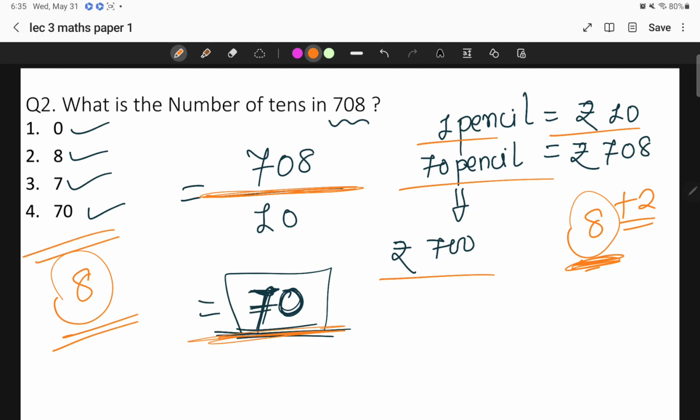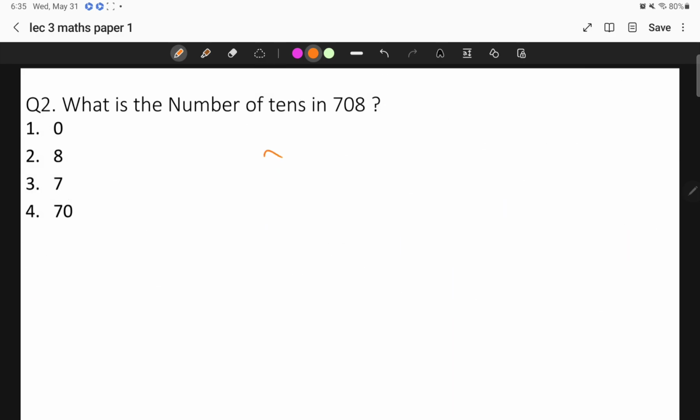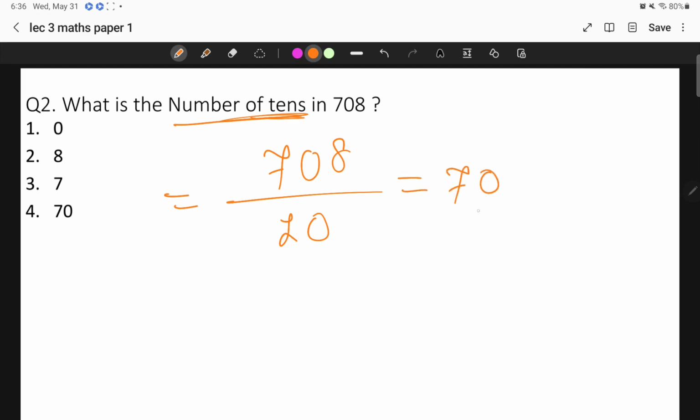Hence, in case of such a given number, whenever they are giving us an extra number, we are calculating the tens by dividing the given number by 10. Simply get the possible number, that is 70. Simply imagine the example that I have given here, that one pencil is equivalent to rupees 10.